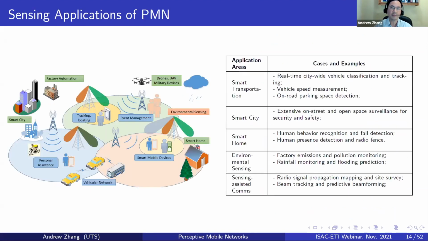There are potentially many applications, in particular in smart transportation and smart city. Wi-Fi sensing has been widely used for smart home, although PMN can also be used, but maybe Wi-Fi will still be a more popular option. But in larger areas, for example in smart cities, smart transportation, and also environmental sensing, we will see more popular applications of PMN in the near future.